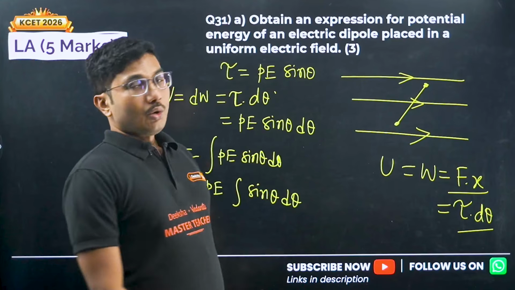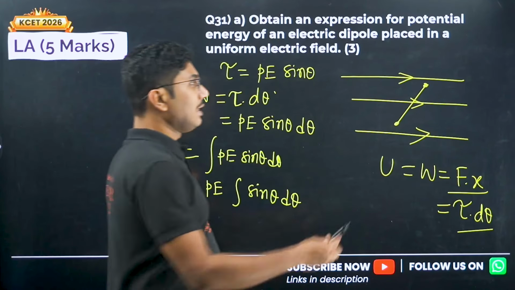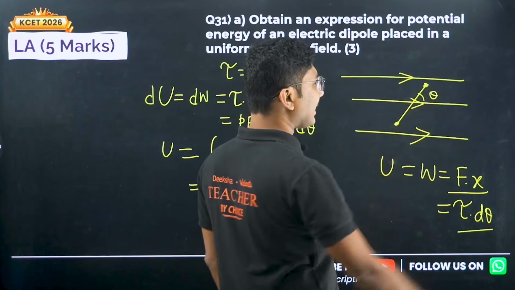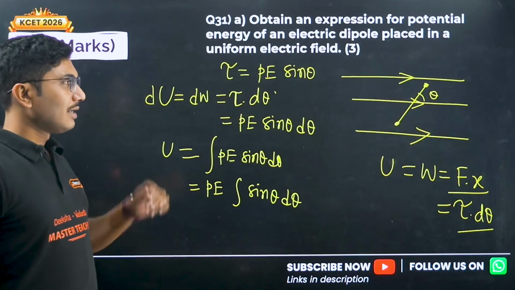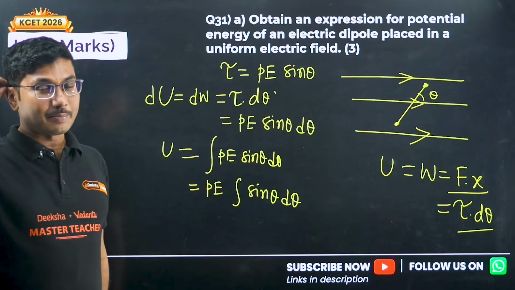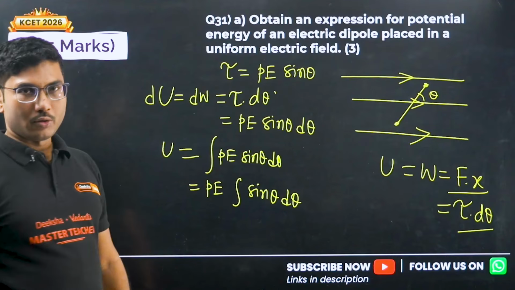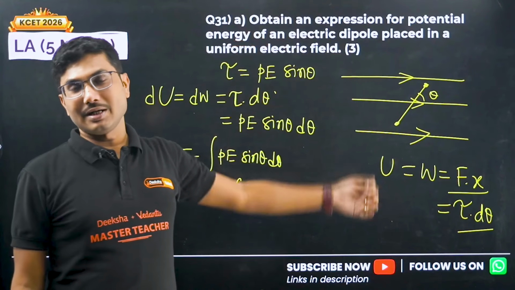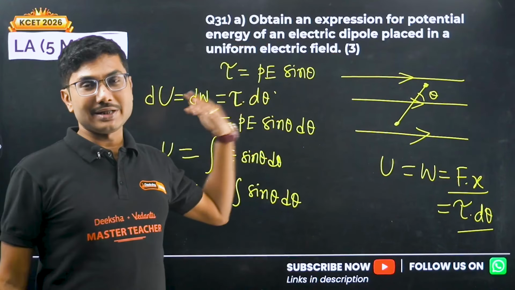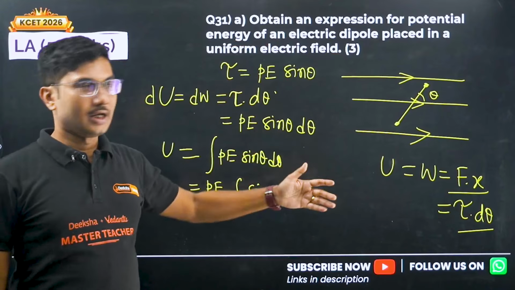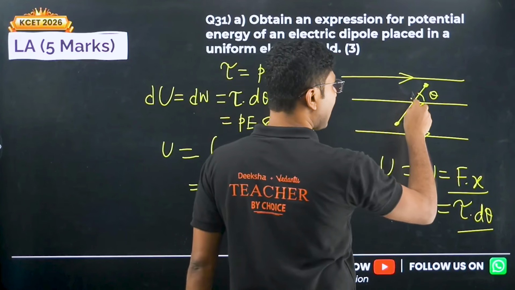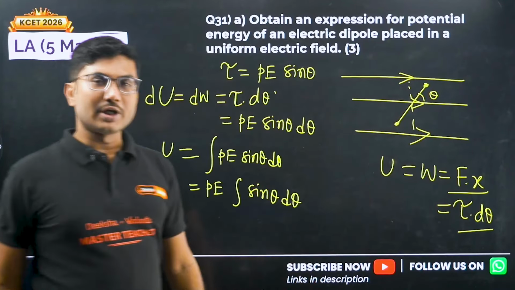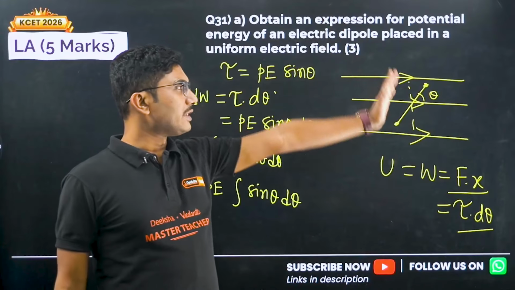Now, when you are rotating the dipole from some angle and reaching an angle theta, you are assuming that initially the potential energy at that particular location is 0. Then when you are rotating it, whatever the final position is, that is the final energy. So work done means you are rotating this dipole from some initial angle to some final angle.